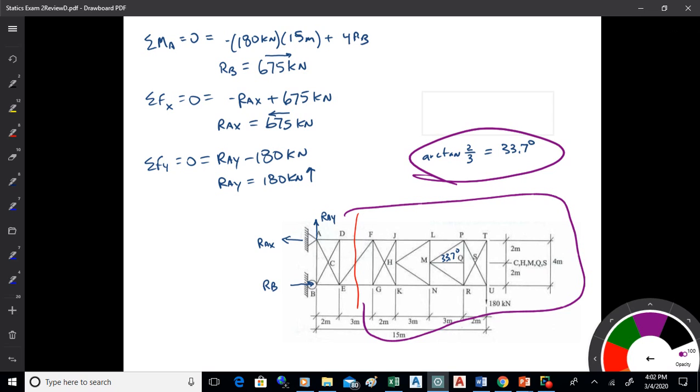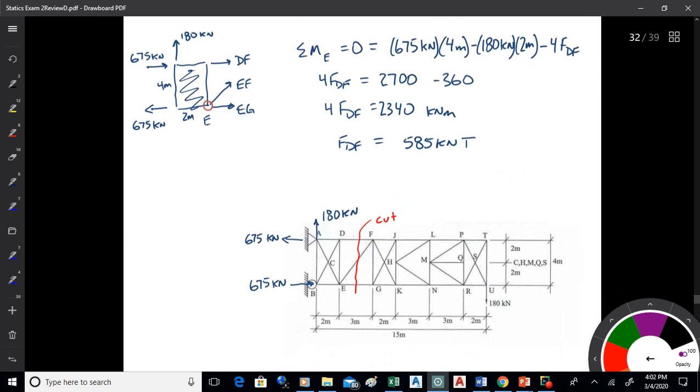Okay, so I go ahead and find the reactions. Once I've got those, then I'll start working on those cuts. So DF looks to be the simpler of the two, so I'm going to start with that. I'm just going to make a cut down vertically through that panel, and when I do that, there's my free body diagram right there.